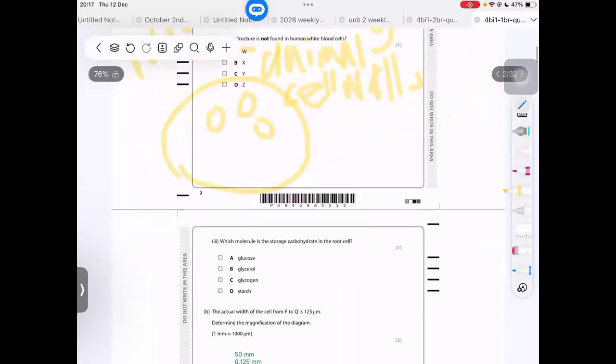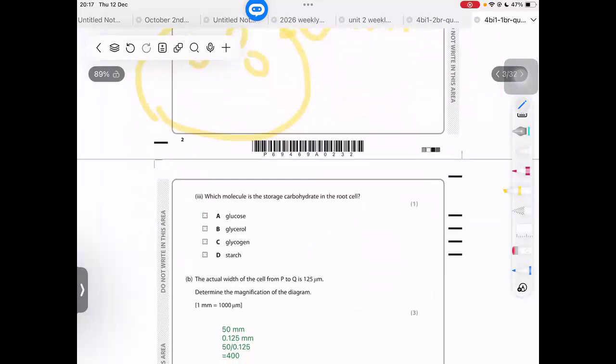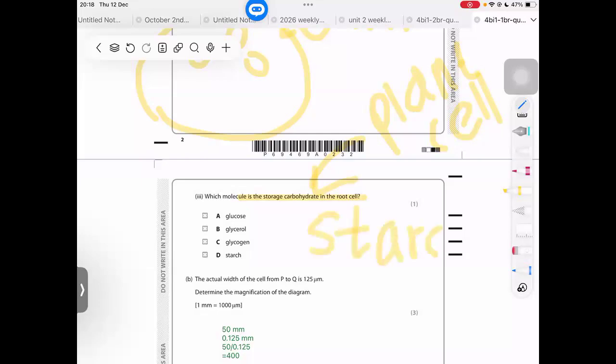Right. I'll be moving into the third one. Which molecule is a storage carbohydrate in the root cell? So root cell is actually a plant cell, right? Because inside the plant only you see the root. So root cell is typically a plant cell. So what is the storage carbohydrate in plants? It is none other than starch, right? Yes, starch is the storage carbohydrate in plant cells.